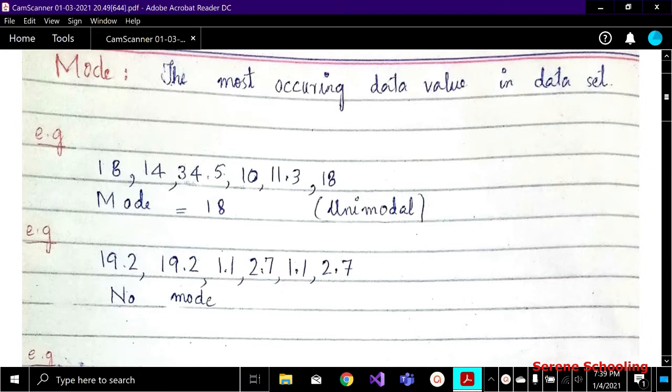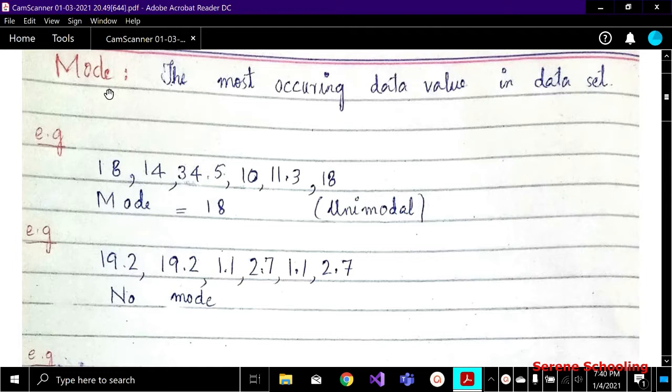Today we will see another measure of central tendency, that is the mode. Mode means the data value that occurs the most in the data set as compared to the rest of the values, right? For ungrouped data there is no formula to calculate mode. You can just see the data, analyze it and get the mode.